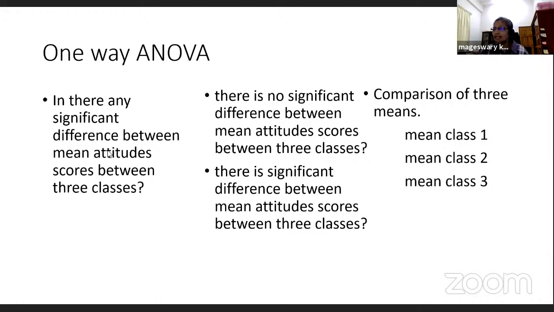Okay. Now, is there any significant difference between mean attitude scores between 3 classes? So now you have 3 classes. You're not only comparing the overall attitude, but you're comparing the mean of class 1, class 2, class 3. So your hypothesis will be there is no significant difference between mean attitude scores between 3 classes. So you are comparing 3 classes, there is no difference. Or there is significant difference between mean attitude scores of the 3 classes. Okay. Now, the comparison of mean is mean class 1, mean class 2, mean class 3. I hope you can see the difference with the t-test.